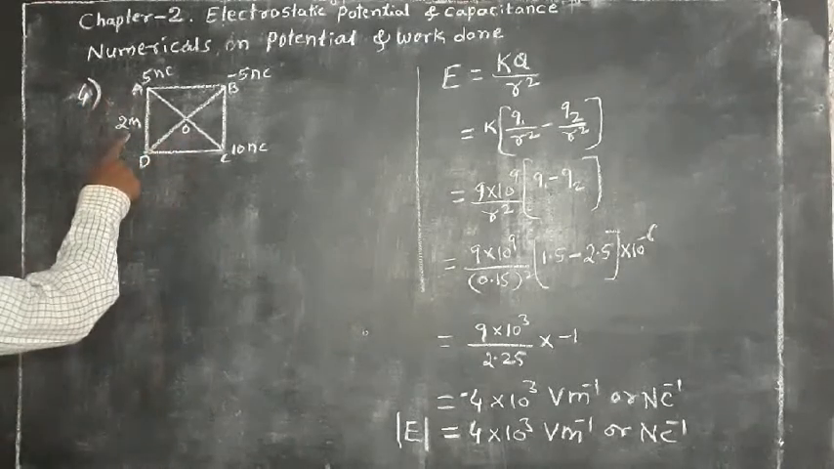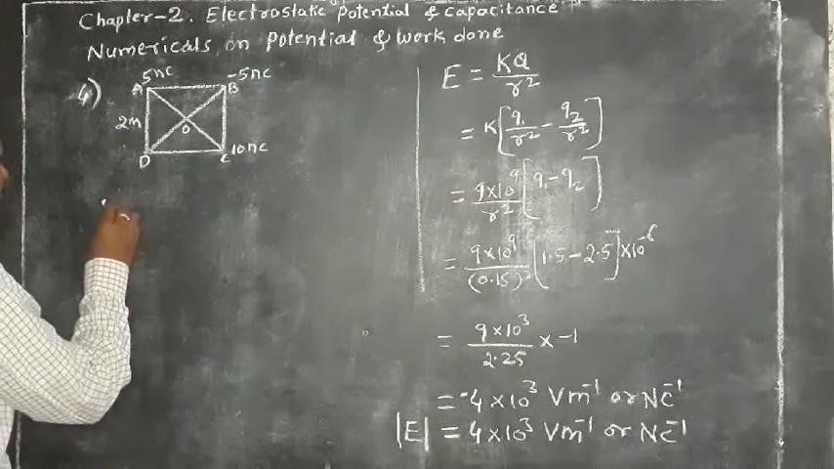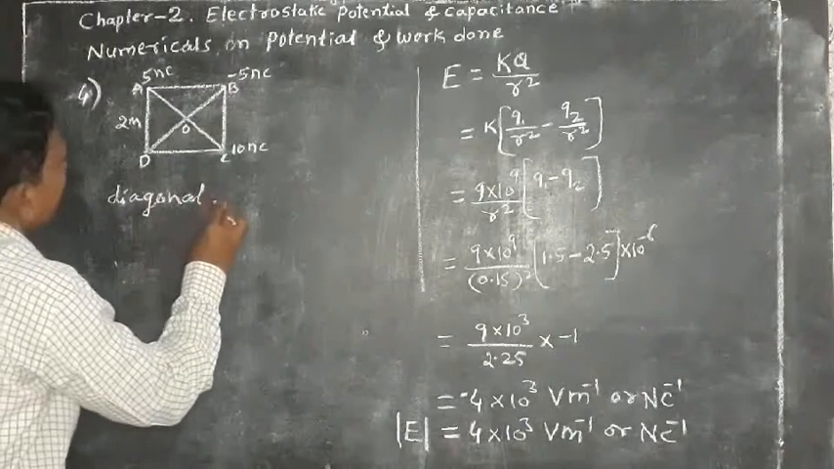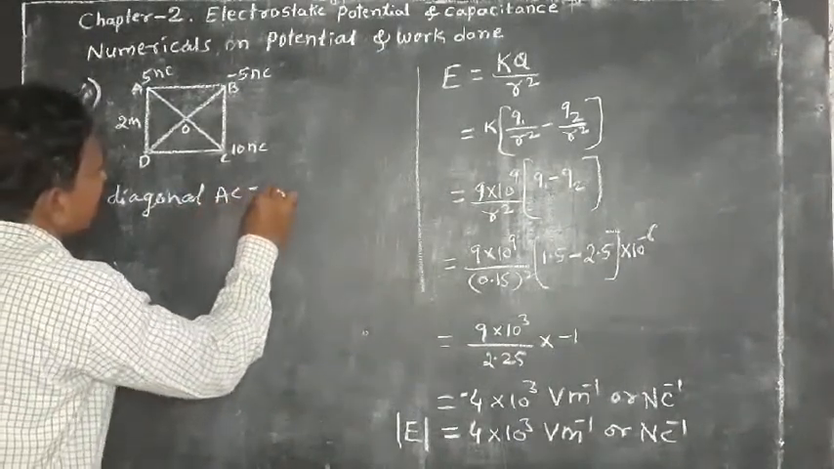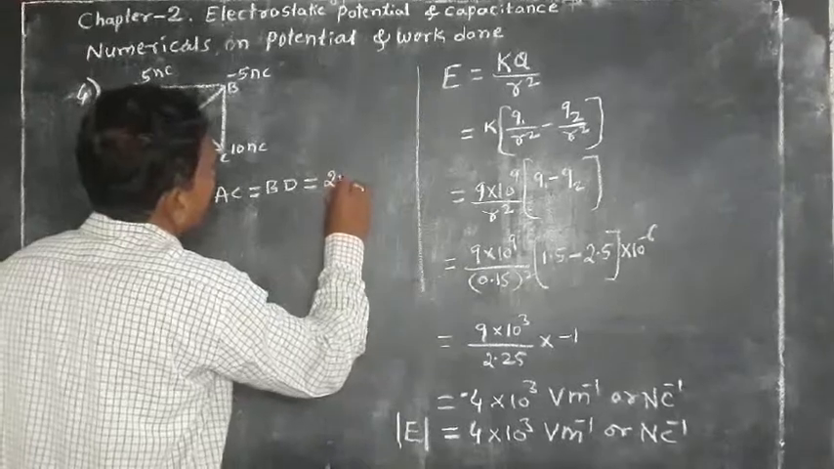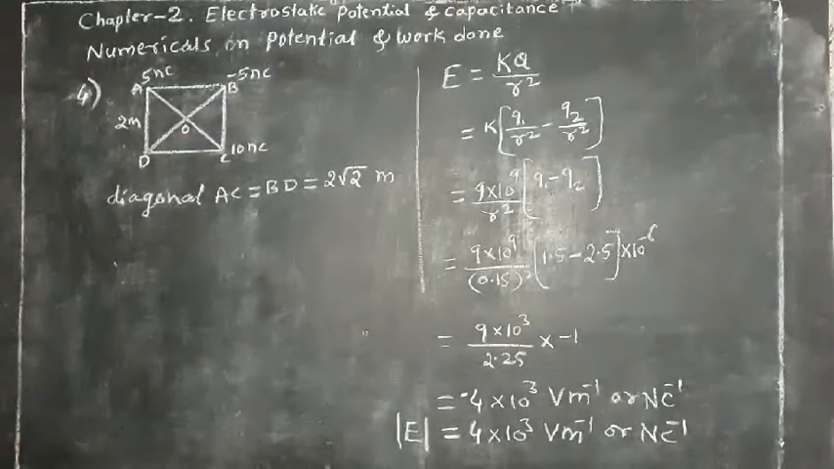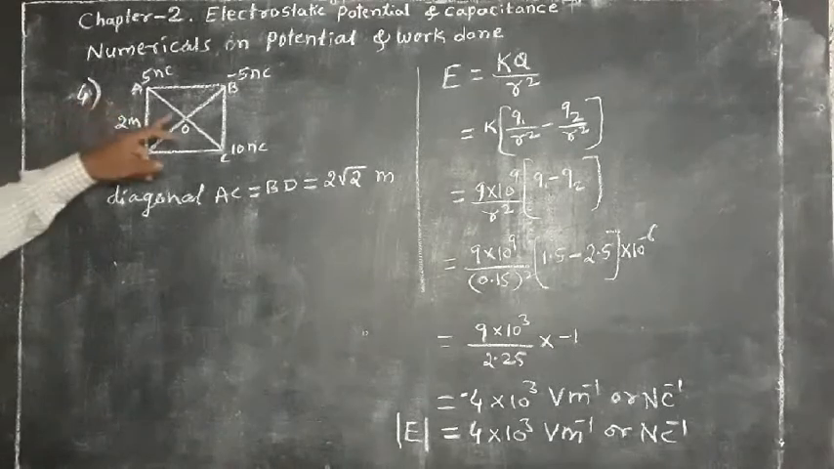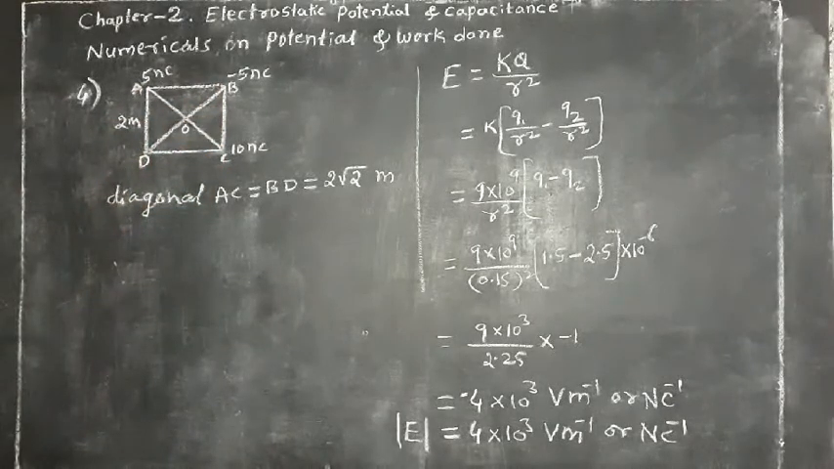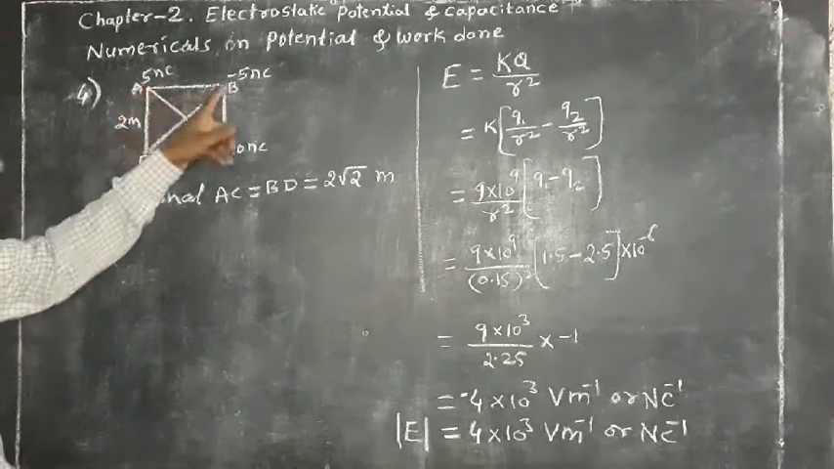And if 2 meter is the side of each square, then its diagonal AC is equal to BD, which is equal to 2 root 2, that is side into root 2 meter. Then find the potential at O due to charges at A, B, C, and then find the potential at D due to the charges at A, B, C.